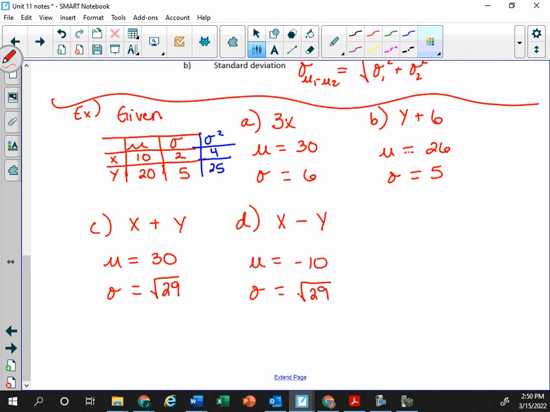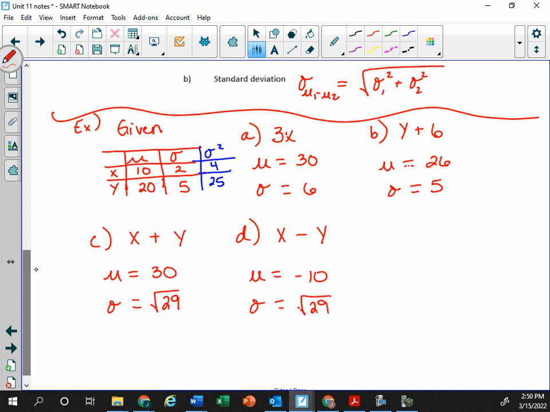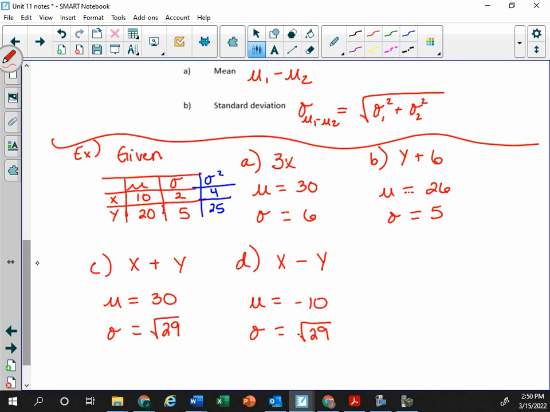Wait, why is this still the square root of 29? Remember, it feels wrong, but you square them and add them still, even though it's a difference. There's not really a negative once you square it. You're always adding to find the new sigma.